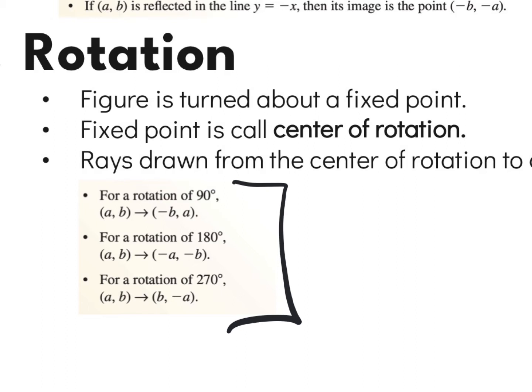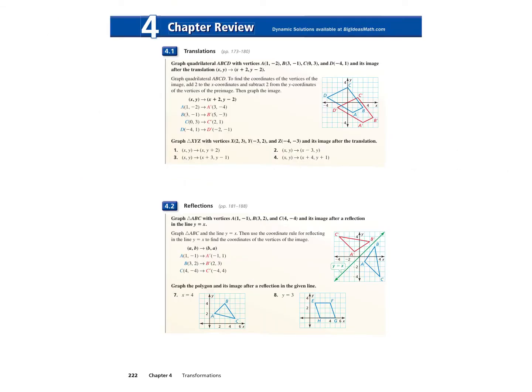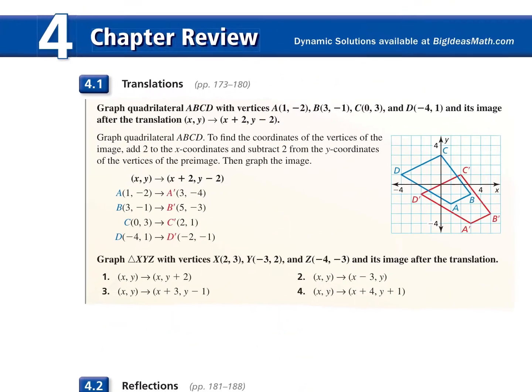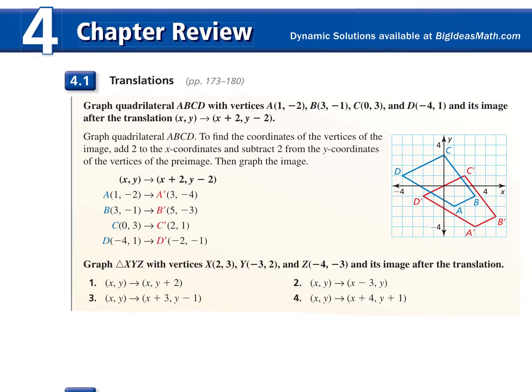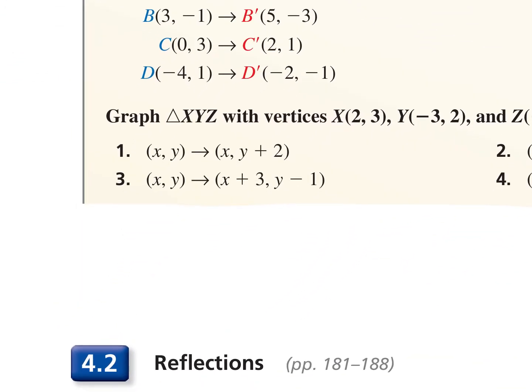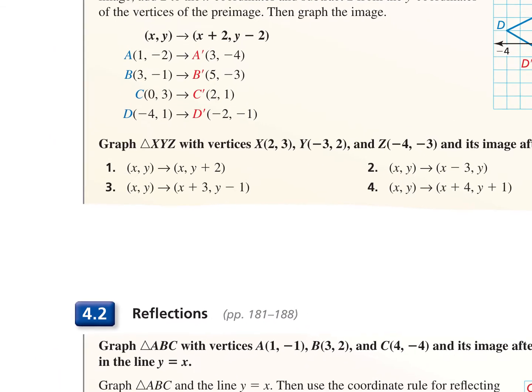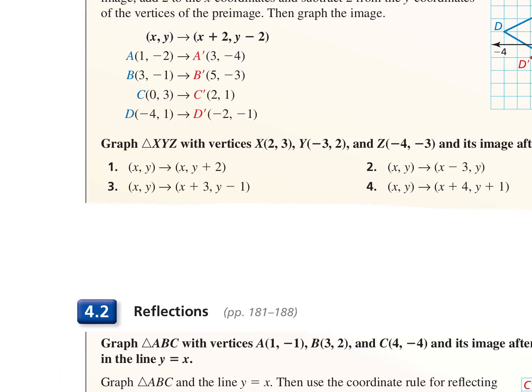So let's go through each one of the transformations. And again, this is just the review on the next slide that is posted on Canvas. So what we did was we broke up 4.1, 4.2, 4.3. We put it all into one day. So 4.1 is the translation, the slides. So you're going to just take the rule that's given to you and you're going to apply it to all of the ordered pairs. So for example, I'm going to do number 3 here.